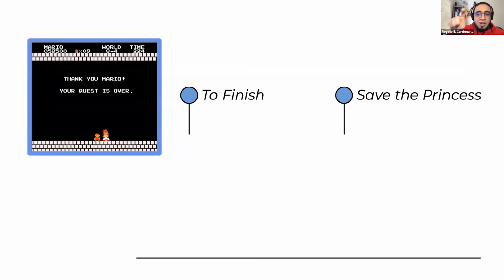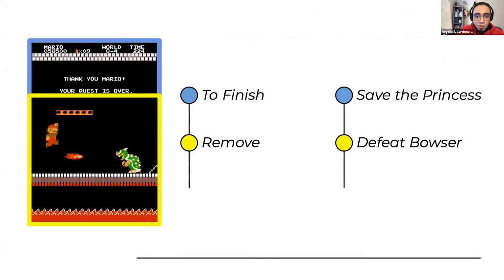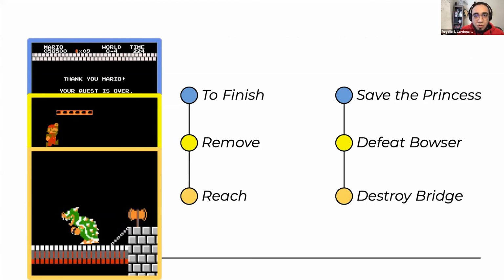So we have this to finish means to save the princess, but of course, the imperative goals are structured in a hierarchy. And if you apply this kind of reasoning to the narrative side, then you have two hierarchies. Ultimately, the narrative goals themselves are an interpretation of ludological goals. So that's based on what the player thinks and what the game's feedback presents. And it's this mapping that exists between them that's the point of this paper. So this is what we're considering the ludological goal hierarchy mapped onto the narrative goal hierarchy.